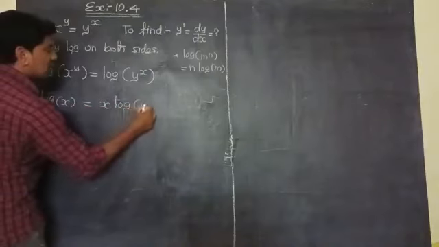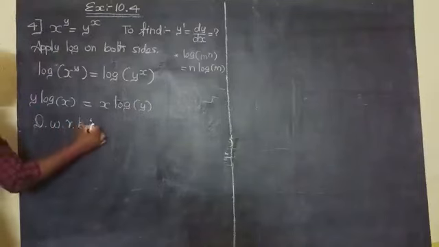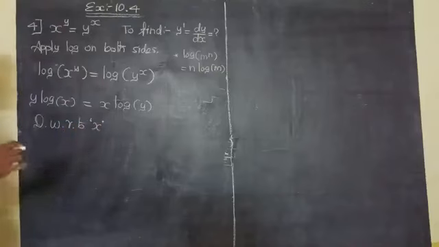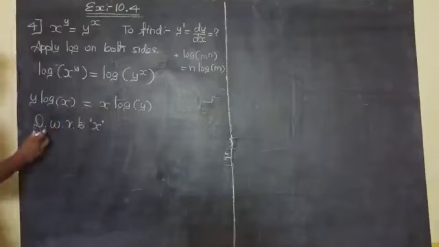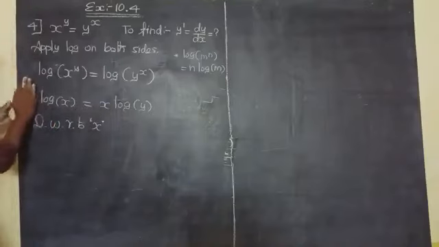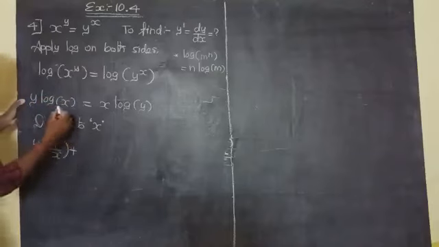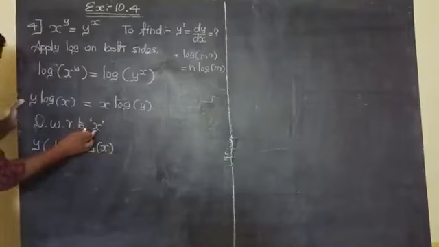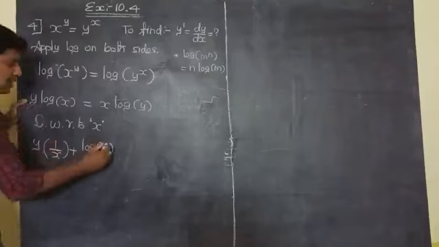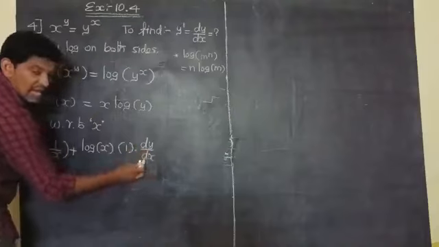log of y. Here, differentiation with respect to x. This is called the implicit function. Differentiating y into log of x: the derivative of the function log x is 1 divided by x, plus now log x into the derivative of y, which is y dash, that is dy divided by dx.